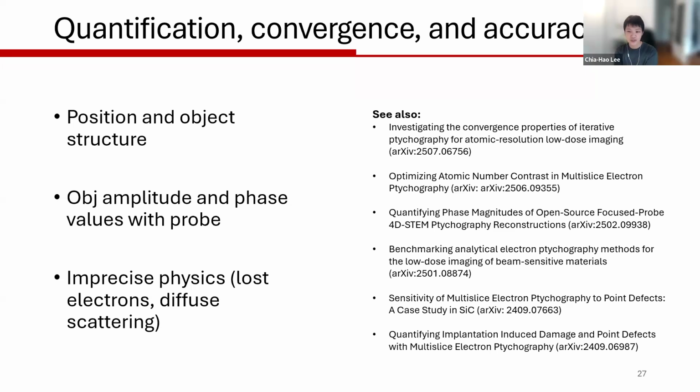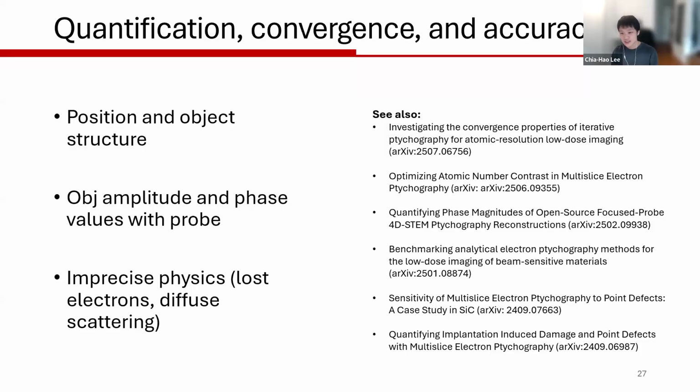But even though your reconstruction is converged, it doesn't necessarily mean it converged to the right result, which means the accuracy here. And two common metrics we want to monitor are, first of all, the probe position and object structure. That's important for people to do any sort of strain analysis, displacement analysis. And second of all is literally the retrieved value for the phase of your object.